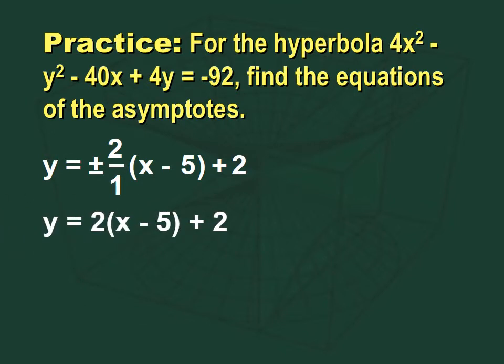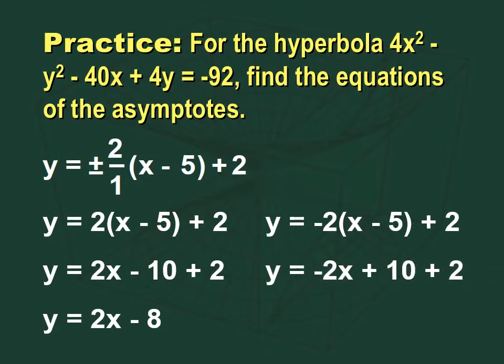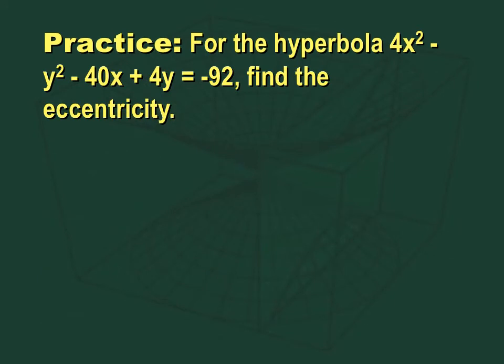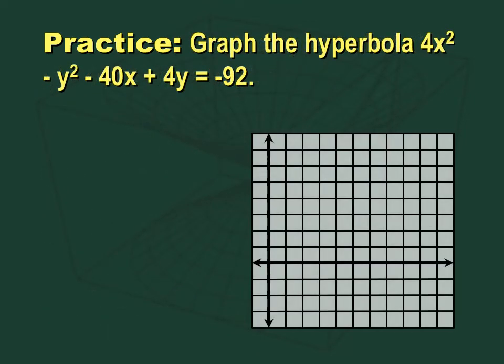Let's do just the positive first to get our first equation. I'm going to do positive 2 over 1. I distribute the 2, and I simplify, and I get y equals 2x minus 8. Now let's do negative 2 over 1. Distribute my negative 2, and I simplify, and I get y equals negative 2x plus 12 as my second equation of the asymptotes. All right, find the eccentricity. Eccentricity, remember, is c over a. We calculated our c to be the square root of 5, and our a is 1, which means our eccentricity is the square root of 5, which is greater than 1, as it's supposed to be.